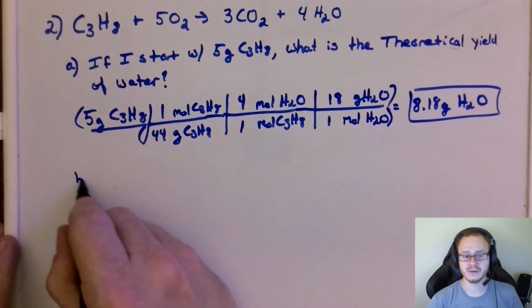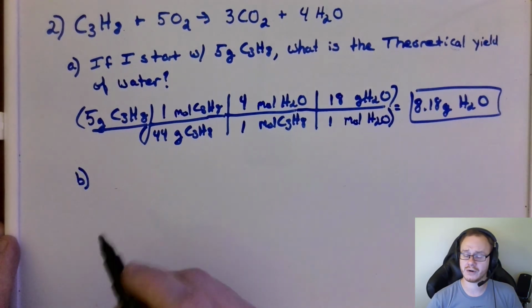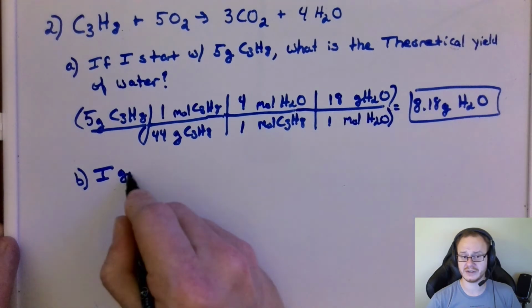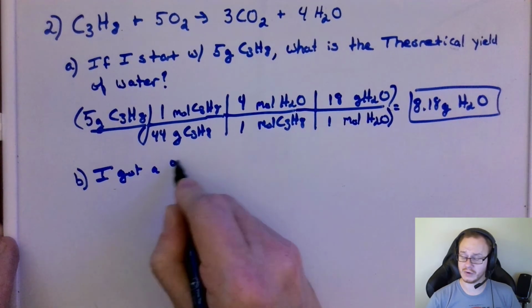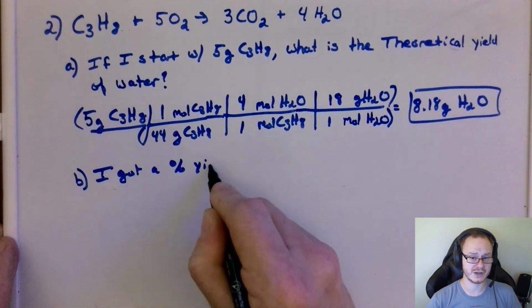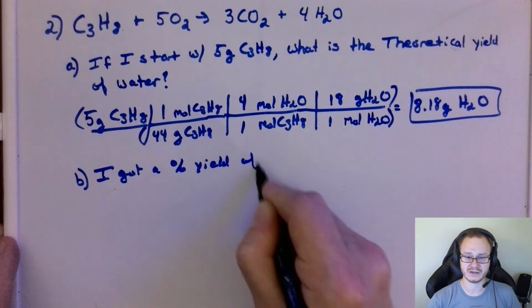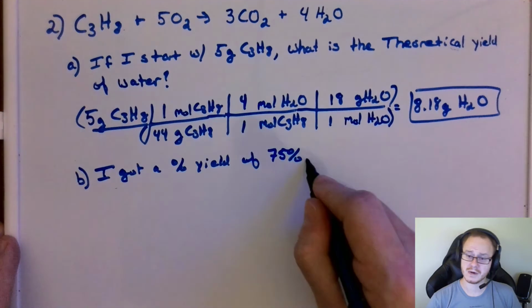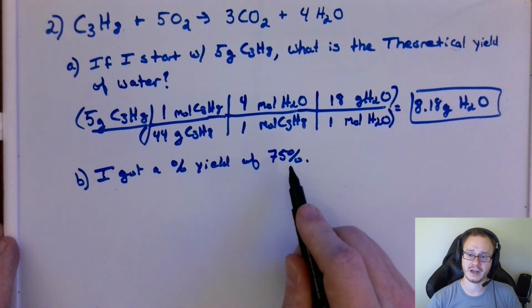Second part of question 2 is a little different. We're actually already given the percent yield. Here, it turns out the percent yield is 75%. So I went into the lab and I got a percent yield of 75%. I got 75% of what I should have gotten. Remember, I should have gotten 8.18 grams.